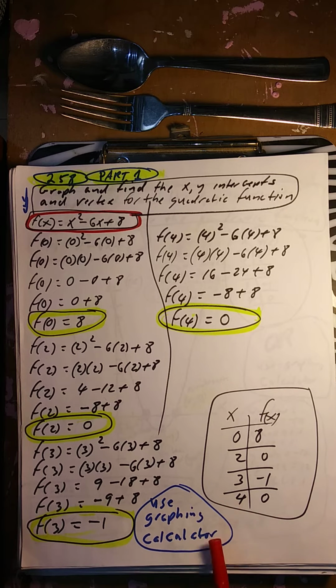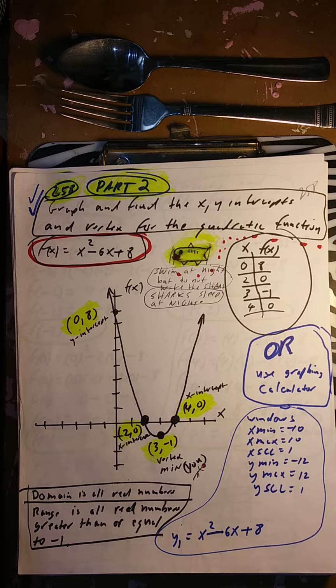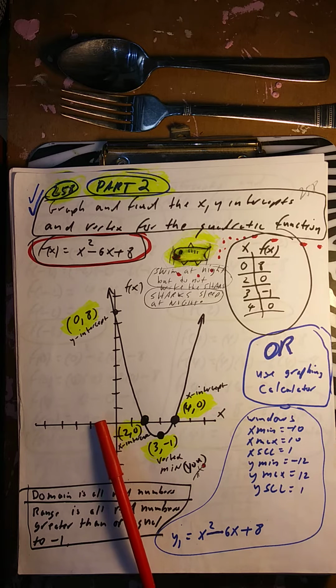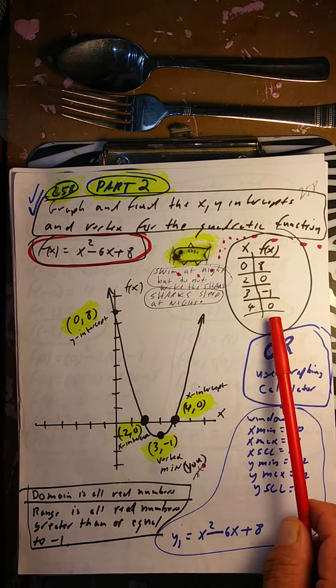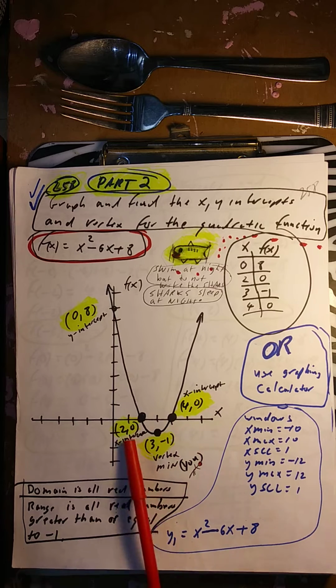You can use a graphing calculator. I would suggest you do it. So now let's graph it. Put the numbers in there. 0 and 8, it's right there. 2 and 0 right there. 3 and -1 right there. And then 4 and 0 right there. So now connect the line. The line's right there. The graph right there.